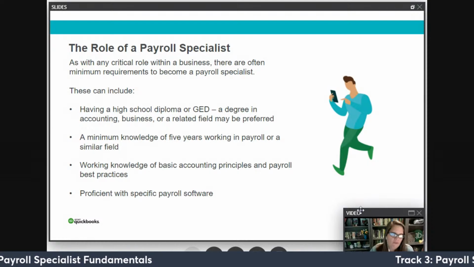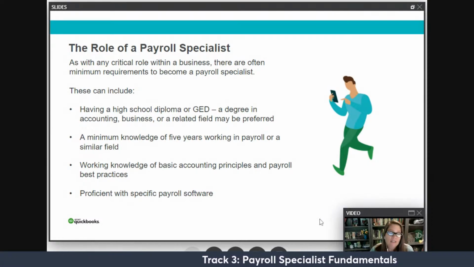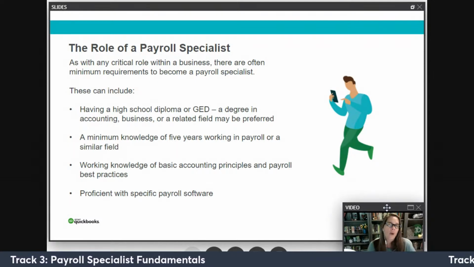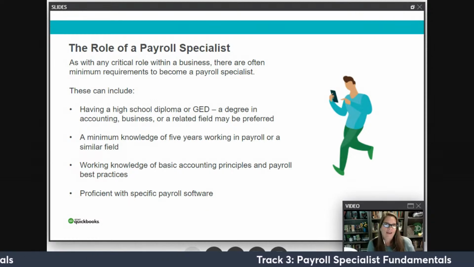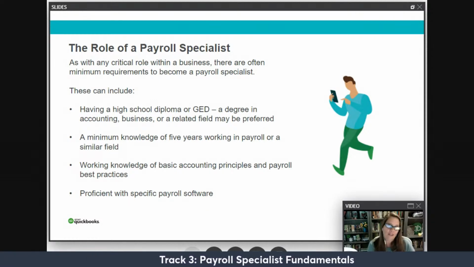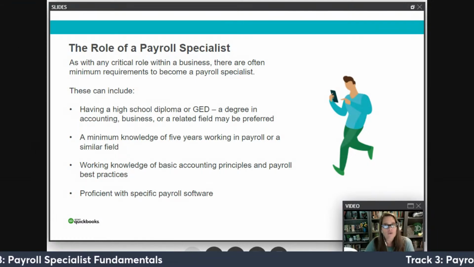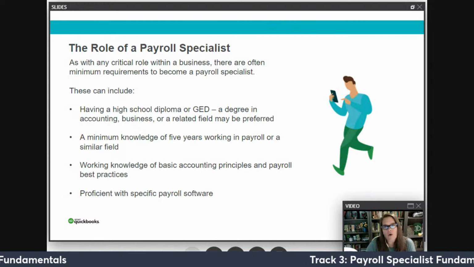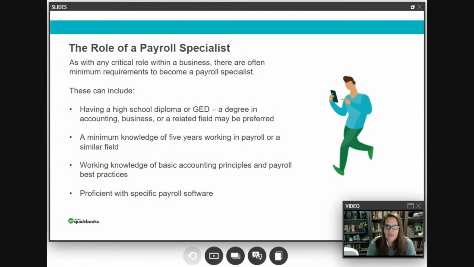This states that a minimum of 5 years working in payroll or a similar field may be preferred. And really, I think a specialist really should have that depth of knowledge. They should have that experience. But just to be a payroll processor, you have to start somewhere. And like I said, you should have at the basic a working knowledge of pretty simple accounting principles and also some payroll best practices. So the specialist really has been working with payroll for quite a while, and they may have experience running payroll in different states as well.